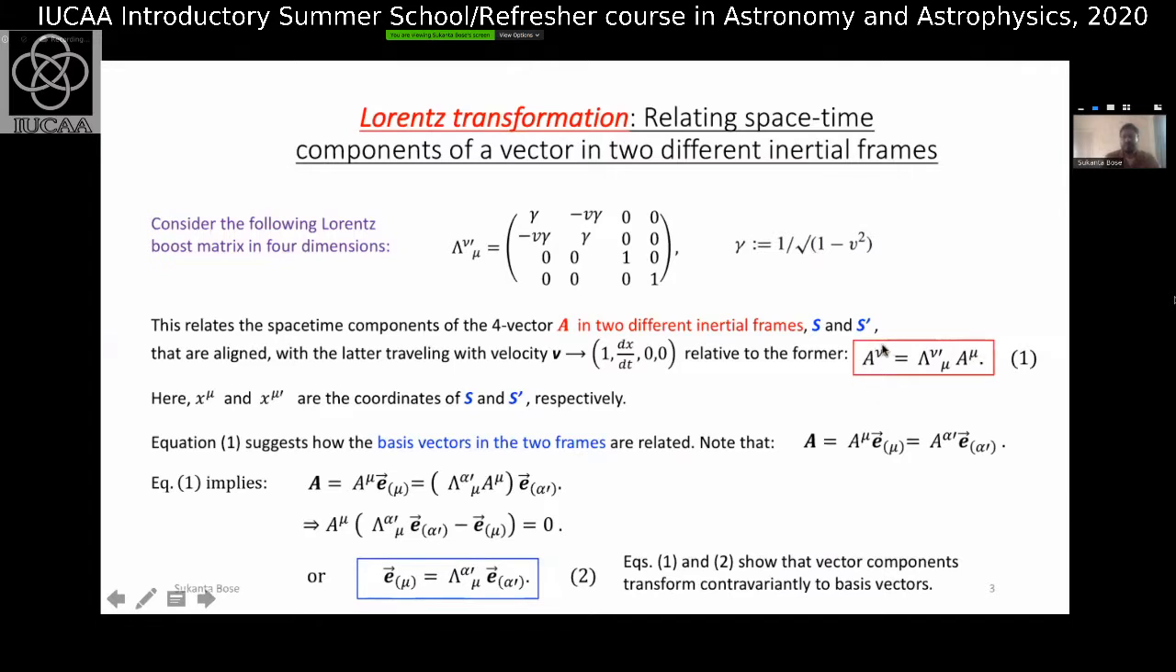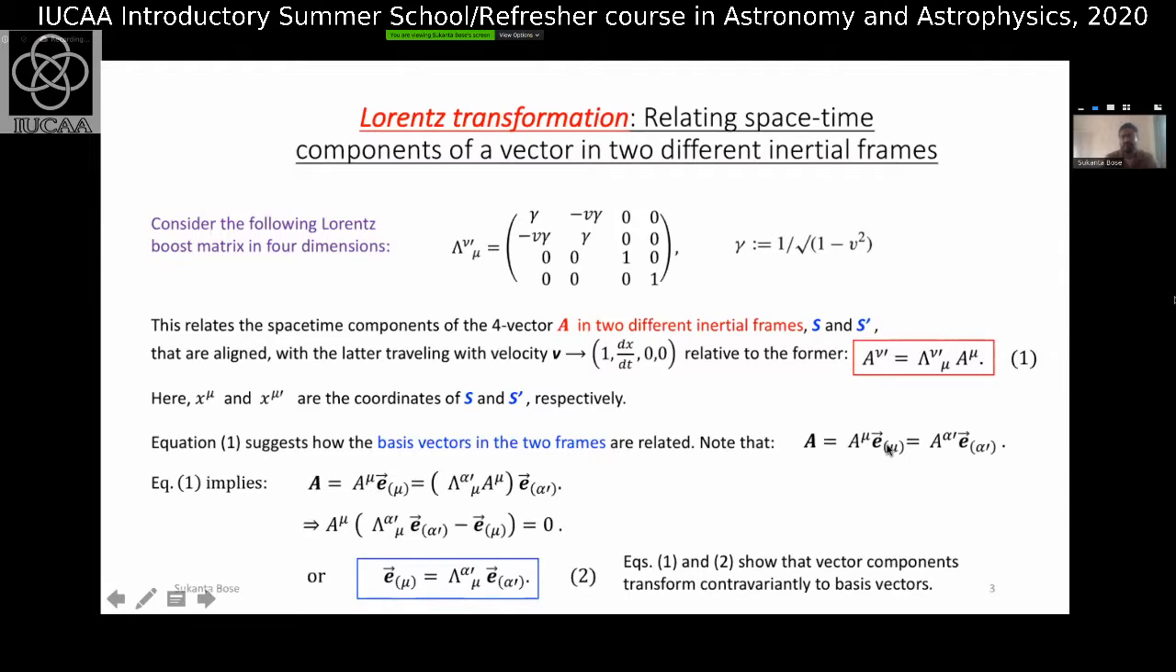So A0 prime in principle will be determined by A0, A1, A2, A3 as measured in frame S. But this gives us a clue as to how we can relate the basis vectors themselves. And that clue comes from this expression. Because you know that the vector itself doesn't care who is measuring its components, right? So in the S frame, it can be expanded like A mu contracted with E mu vectors.